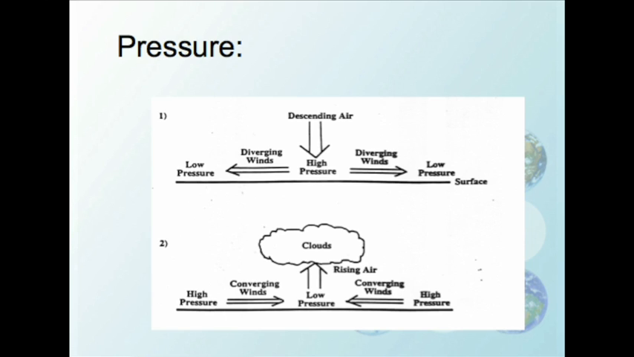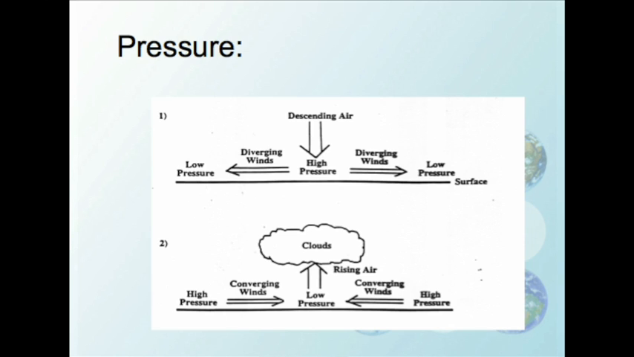When you have areas of high pressure, that air is cooling and descending. Now, when you think of air that is descending or rising, it has to go somewhere. You can see from the figure that as air comes down, it is pushed in either direction as it hits the ground, causing divergent winds.